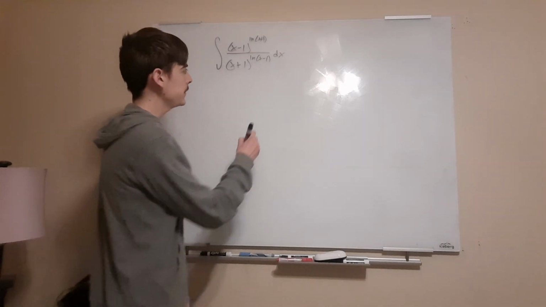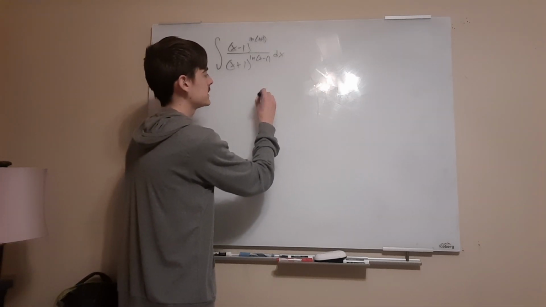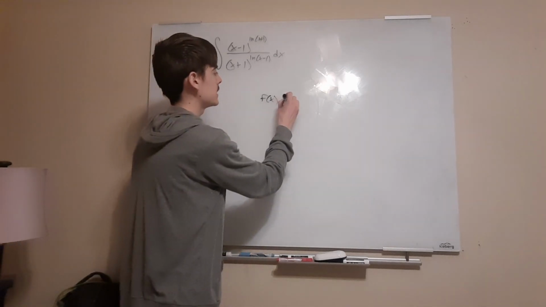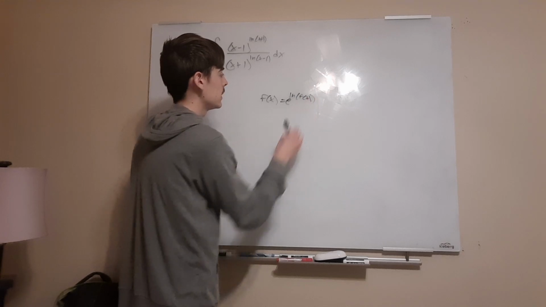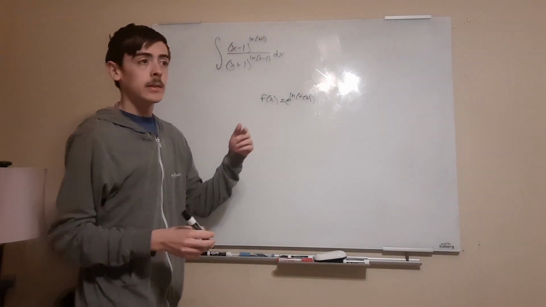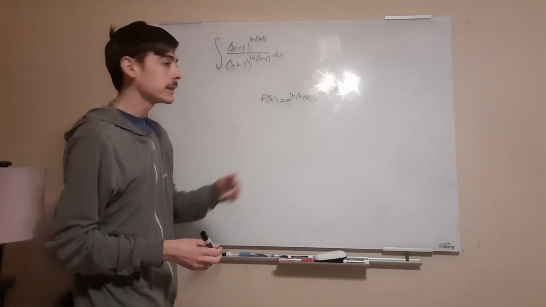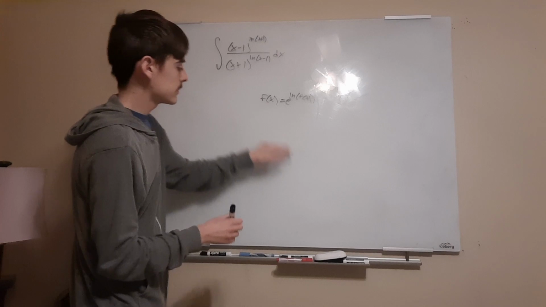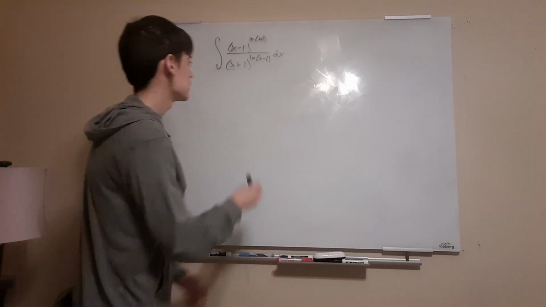However, we can manipulate this using a formula we know. Let's just take something like f of x. f of x can be rewritten as e to the ln of f of x. We know that e to the power of ln something just returns what's inside the ln, because the e and the ln cancel. So using this property, we are going to rewrite our integrand.